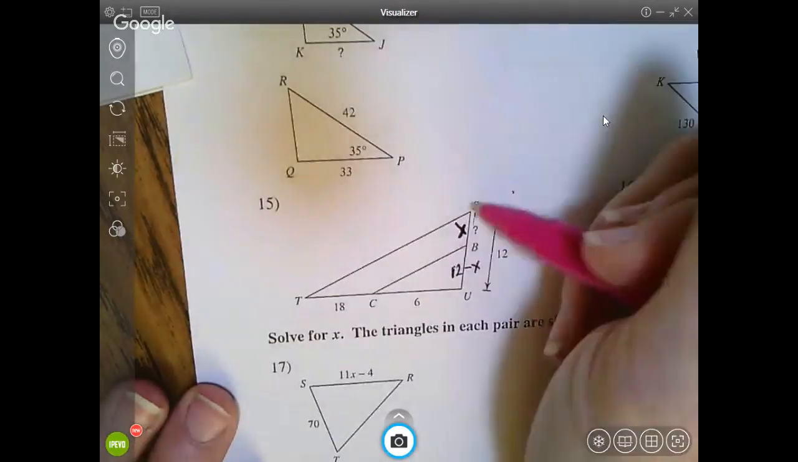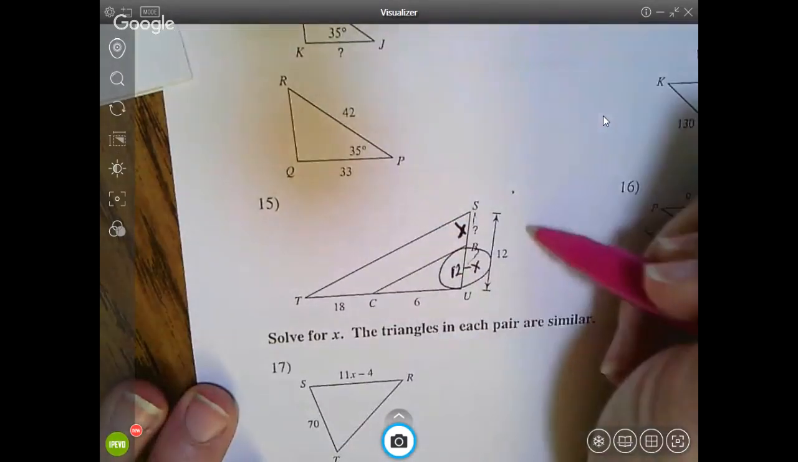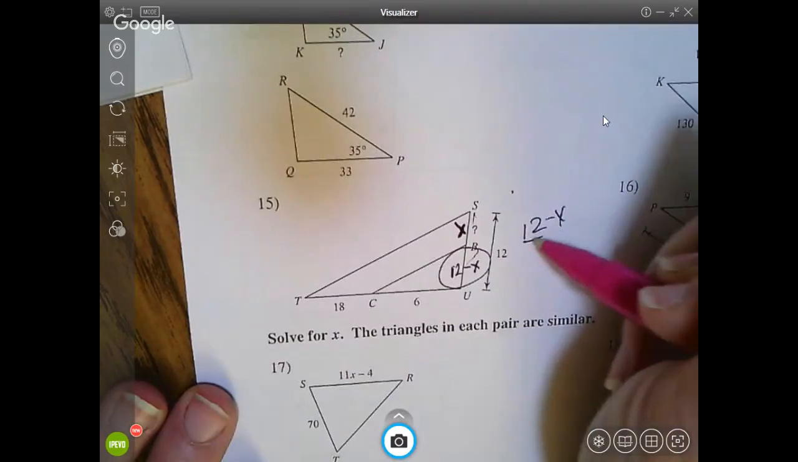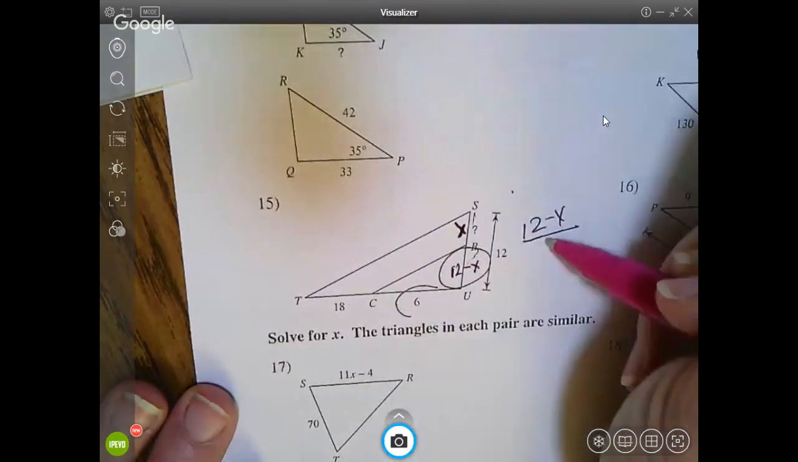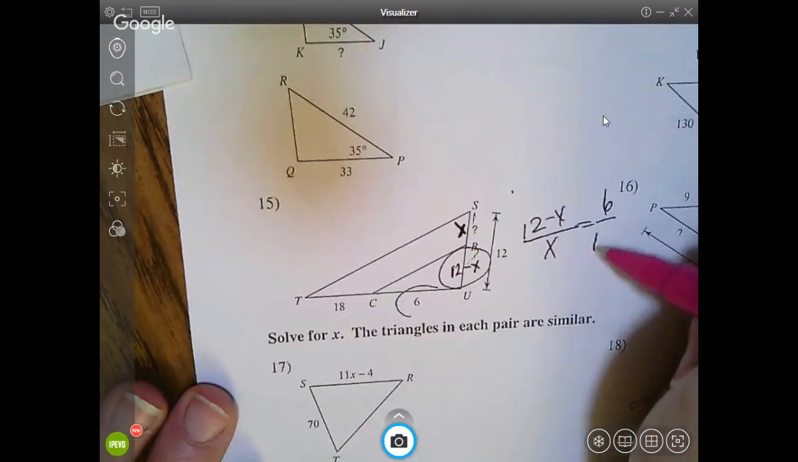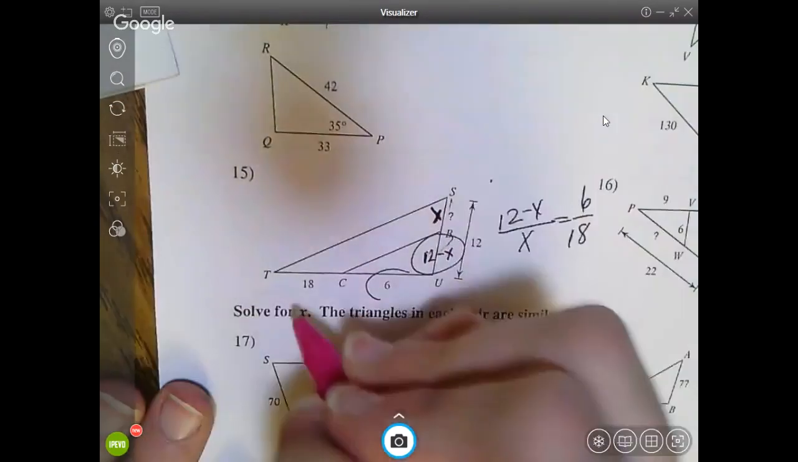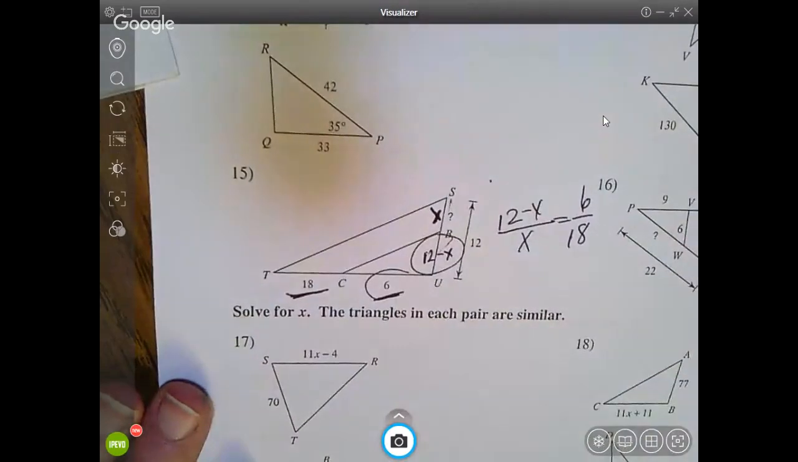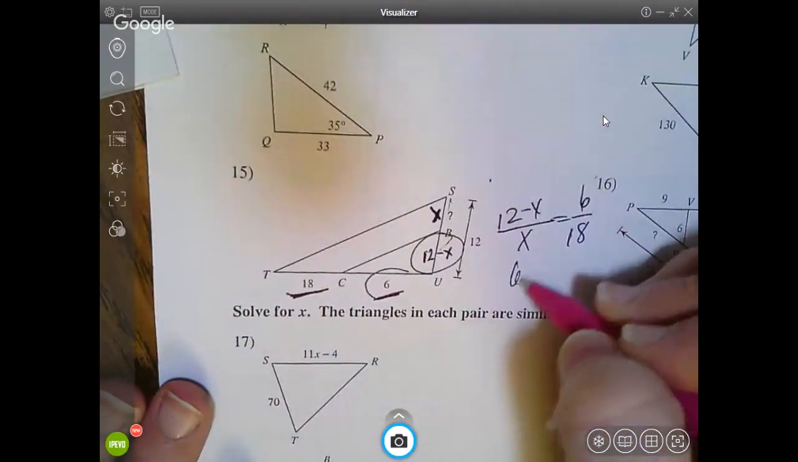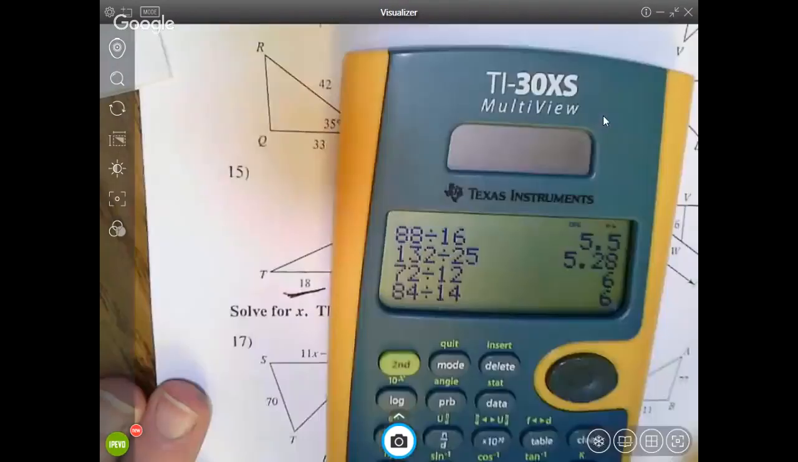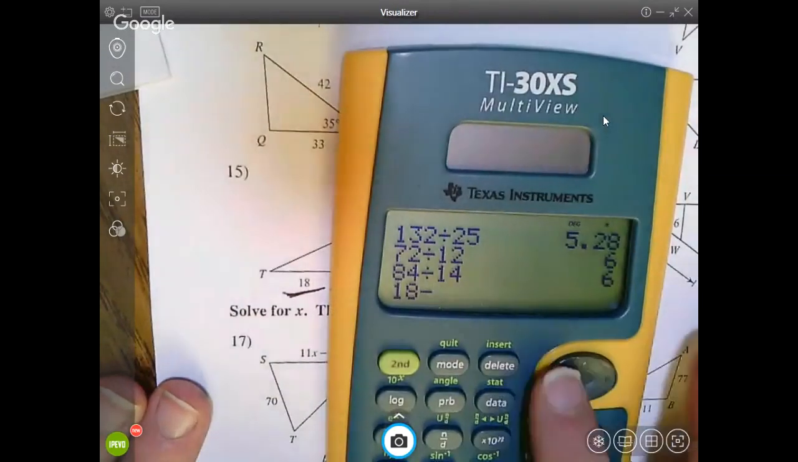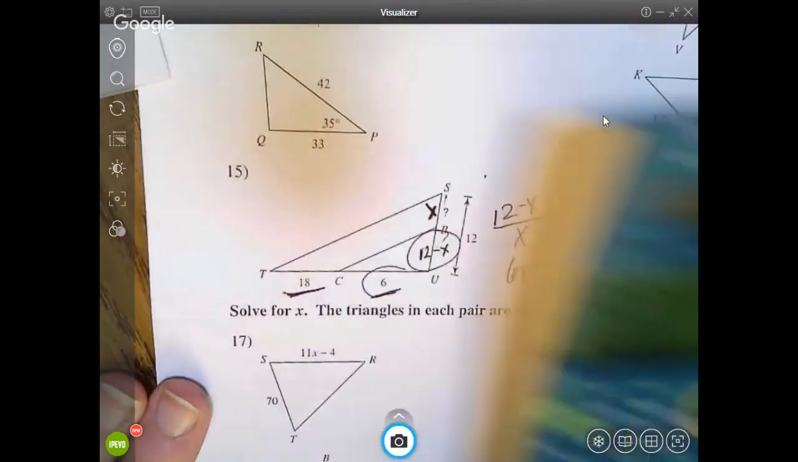So when you set your proportion, you've got 12 minus x over x equals 6 over 18. I see how you do that. Where'd you get 18 from? Right here. Oh. So then we would cross multiply. Yep. 6x equals 18 times 12. I've completely confiscated your calculator.